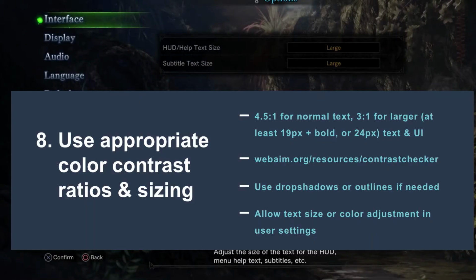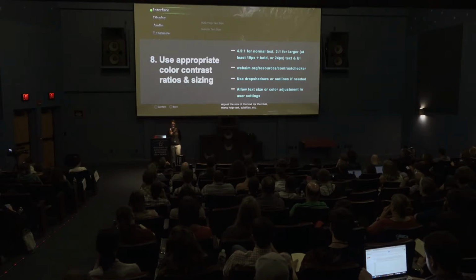So use appropriate color contrast and sizing. This one I feel like is pretty well known, right? We've definitely come across this one, but it's important. Basically, it means that you have to have a certain color contrast ratio depending on the size of your text and UI. There's a lot of different contrast checkers out there.